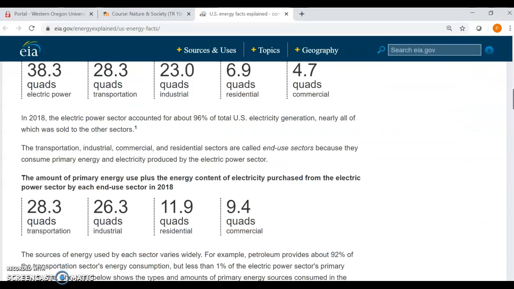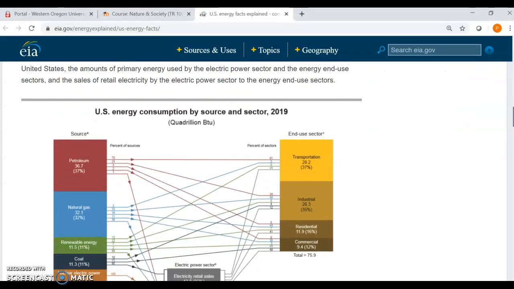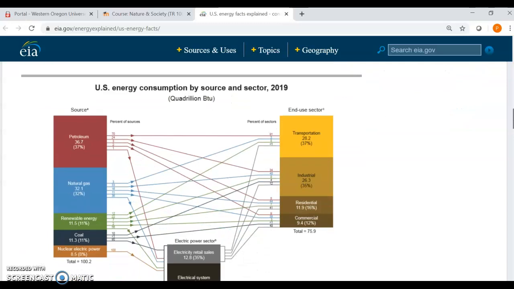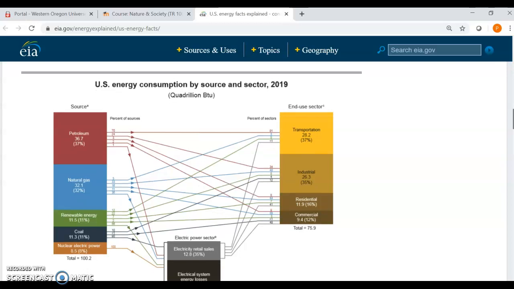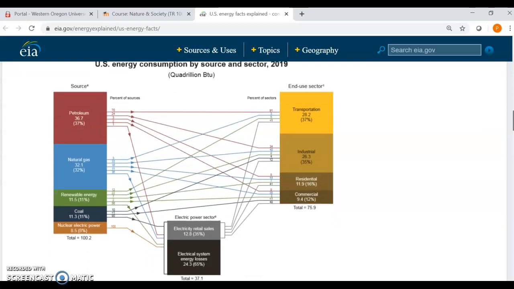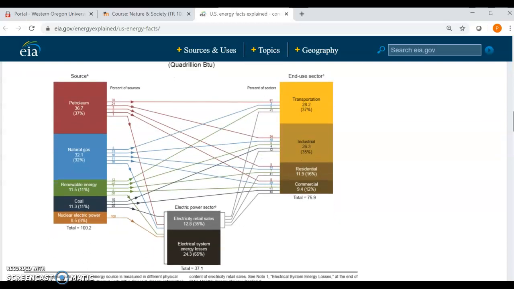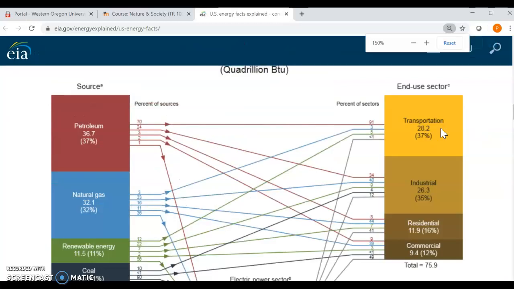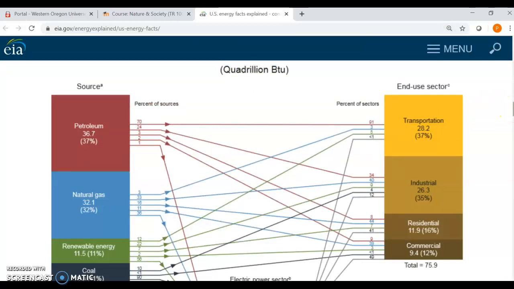We're going to skip down now to, this is the main thing I wanted to talk with you about today. This is the U.S. primary consumption by source and sector for 2019. Every year there's an update from the U.S. Department of Energy, Energy Information Administration. I'm going to click once just to get this a little closer. We're going to look at it here.